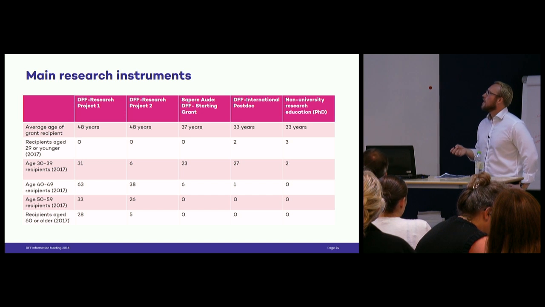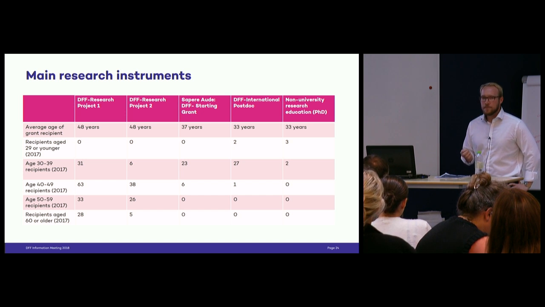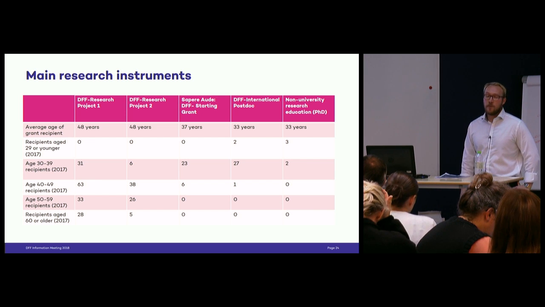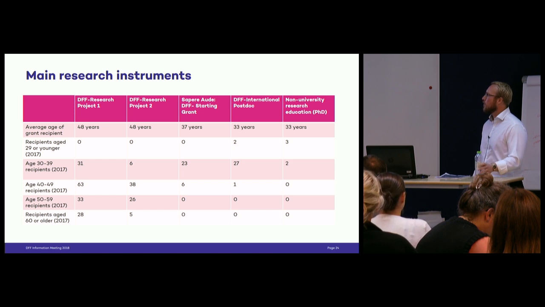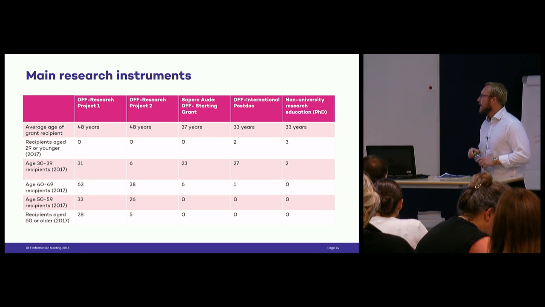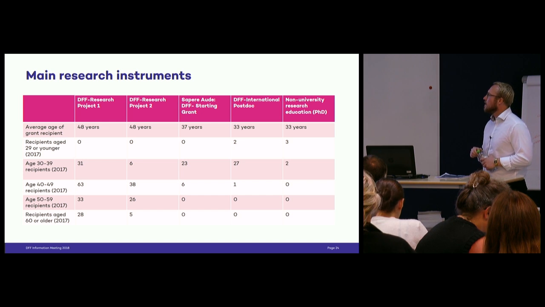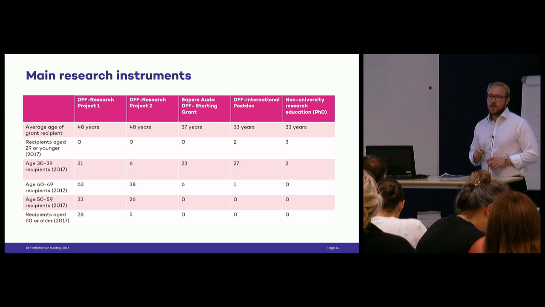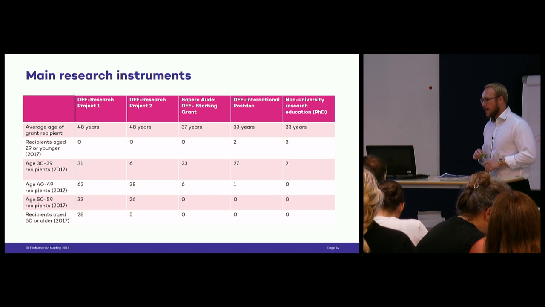It also shows that if you are a younger researcher, Research Project 1 is the most typical route of attaining funding from DFF. However, there are some exceptions. Some younger researchers do receive Research Project 2. And then it gets more equal the longer we get. So be mindful of which instrument you're applying for and how you would rate yourself in terms of excellence.